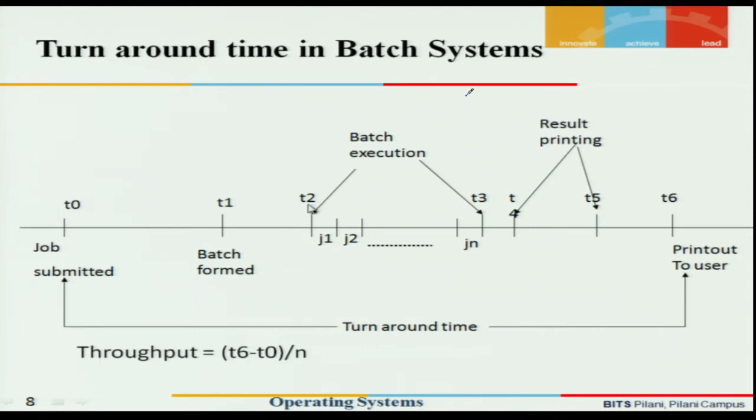programs. So, from T2 to T3, let us say my jobs J1 to Jn are going to get executed, and at T4, the printing of the result is going to take place between T4 and T5, and at T6 the jobs are going to be distributed. So, if a user submits a job at T0, the user would probably receive the job at time T6.